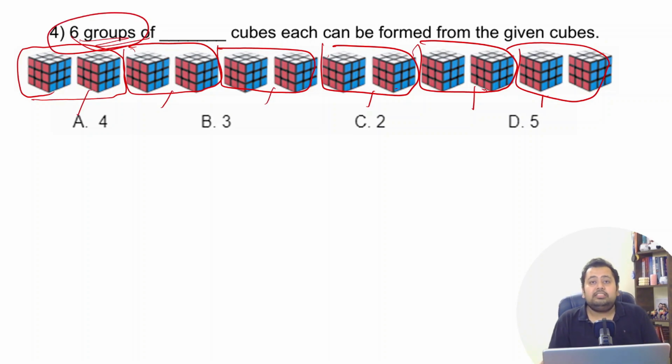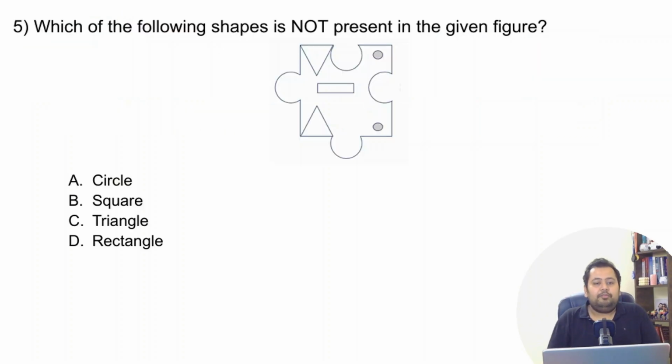Six groups of what? Six groups of two cubes have been formed, right? So in one group there are two cubes. So six groups of two cubes each has been formed. So obviously option C is your correct answer. Hope you got it correct. If you did, give yourself a star. And we now move to question number 5.